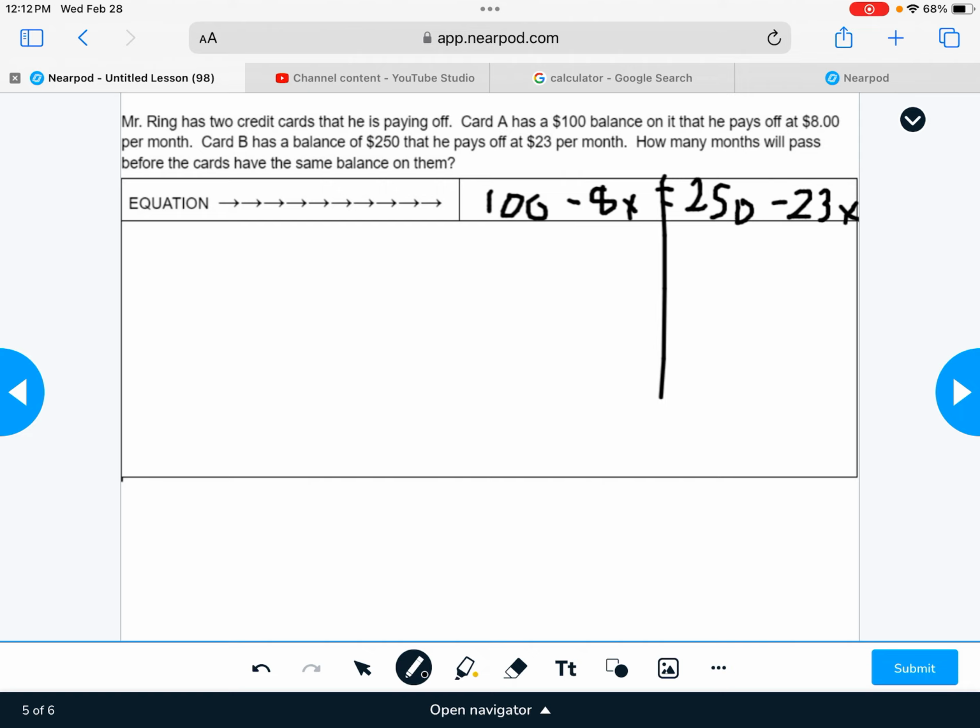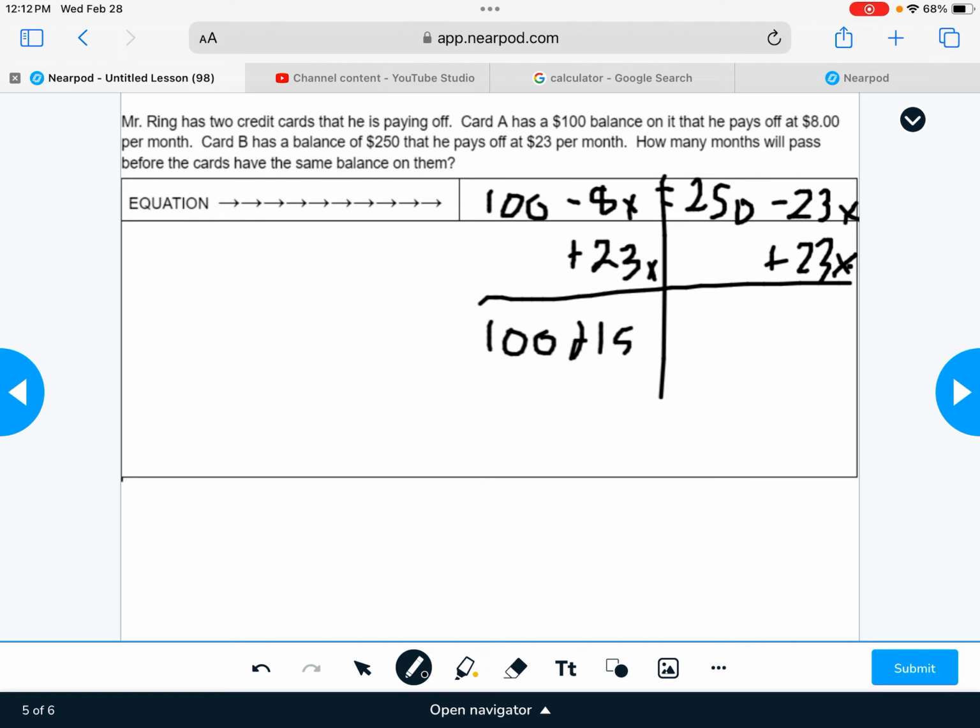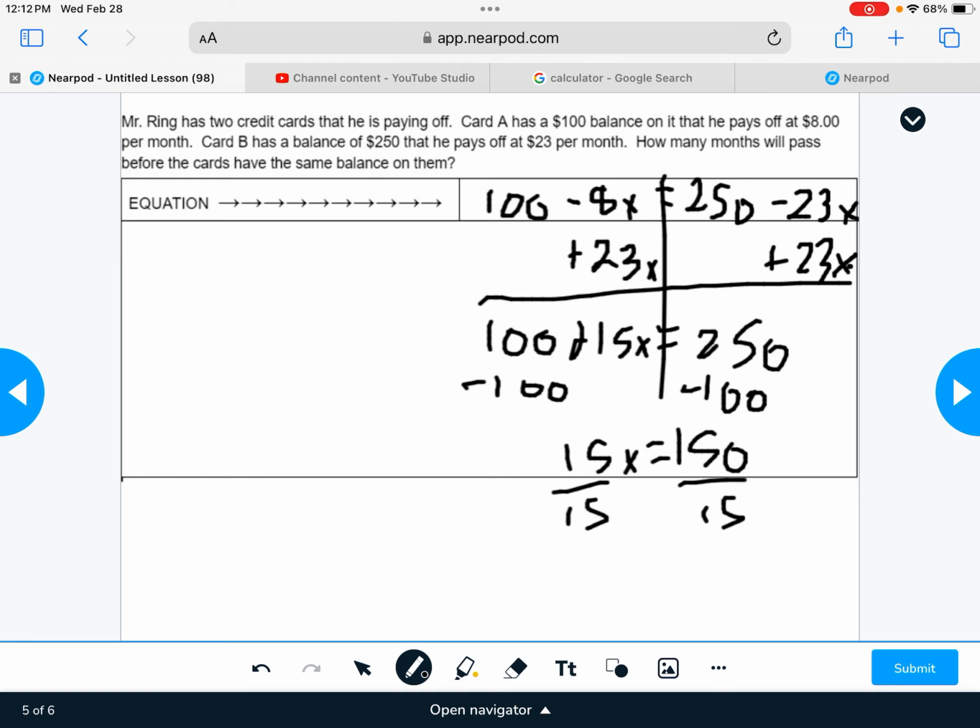All right, how do we solve this? Well, we actually add 23x on both sides. If you added 8x on both sides, you'll still be fine. You'll just end up with some negative numbers. You'll see a lot of your numbers end up matching, okay? I get 100 plus 15x equals 250. When I subtract 100 from both sides, I end up with 150 equaling 15x. When I divide by 15 on both sides, I get where x equals 10.